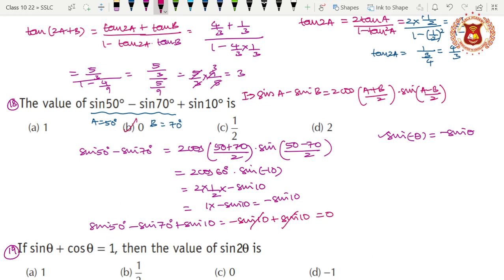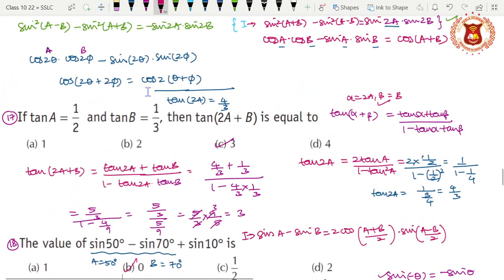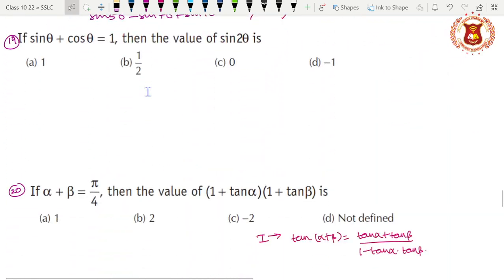Hope you understood this. Again, a very simple problem. Now the 19th problem, it's a very simple problem. Sine theta plus cos theta is equal to 1. We have to find sine 2 theta here. To find sine 2 theta, we know sine 2 theta is equal to 2 sine theta cos theta, right? Remember this. I'll tell you why.